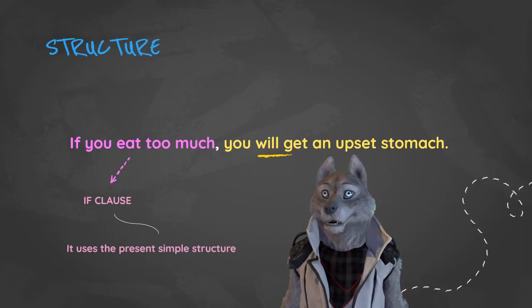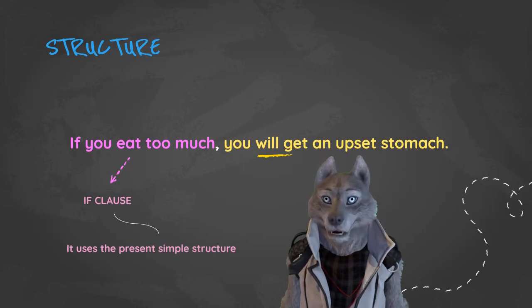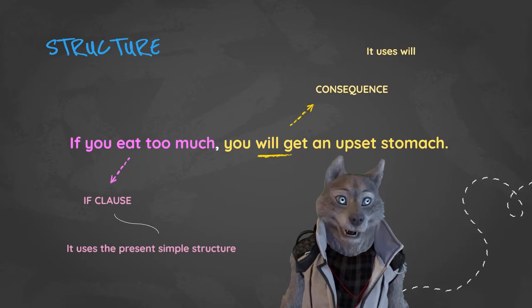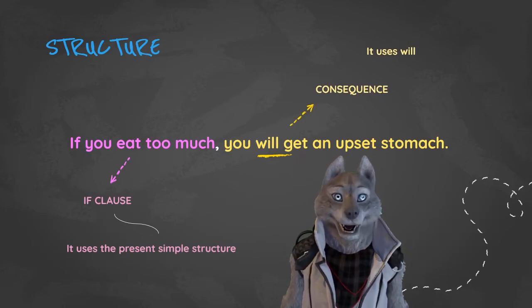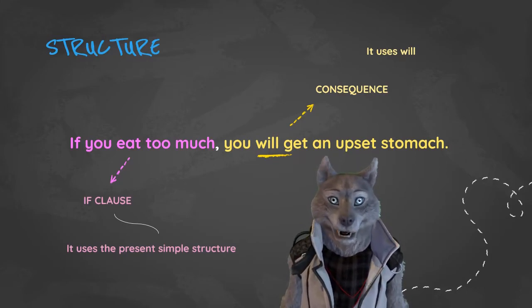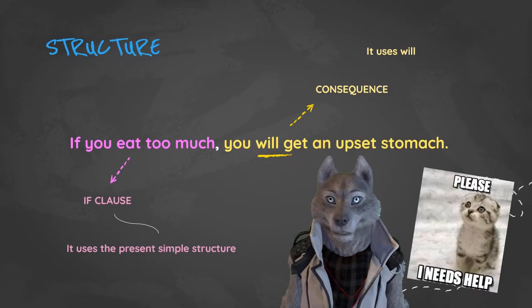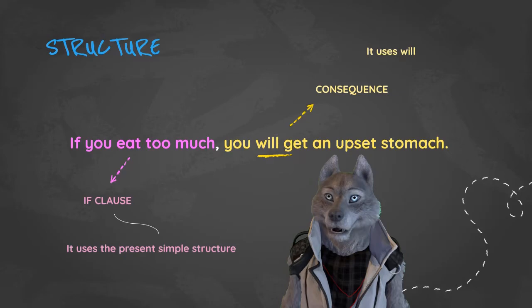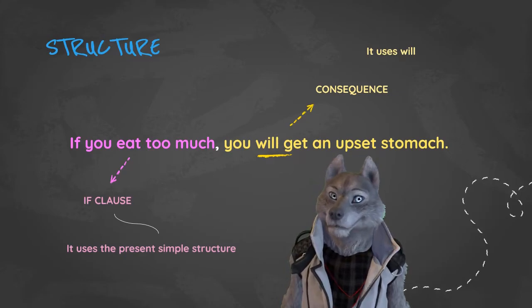As you can see the structure uses the present simple. On the other side, we have the yellow part. The yellow part is going to have the consequence, and it's going to use will. You will get an upset stomach. So as you can see, if you eat too much, you will get an upset stomach. So, pay attention. We separate this with a comma, and that's kind of important.